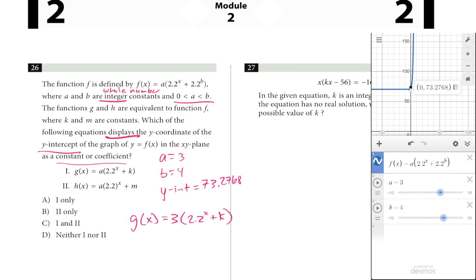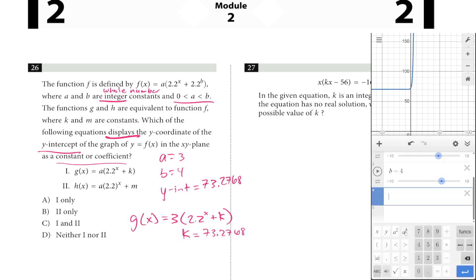No. Well, guess what that means k would have to be? k would have to equal 73.2768 for us to see the y-intercept in the equation, and then it's got to be the same function. By saying the same function, it means that when we graph function g, it should be exactly on top of our blue function already graphed. So we're going to go into Desmos and graph it.